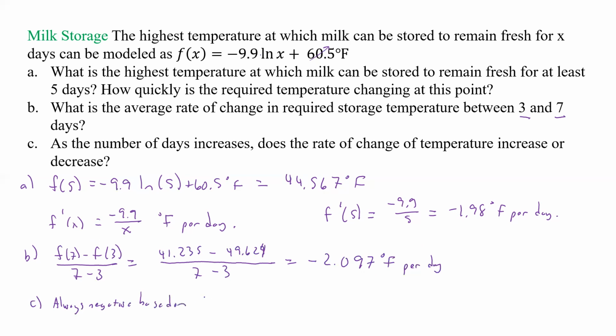based on the derivative, which is negative 9.9 over x, for all x. And then we could also say something about the rate of change of the temperature. Now, how is that going? It's going to get less and less and less negative. So we're going to get closer to having a rate of change that is actually increasing. But I'm just going to leave it at that.